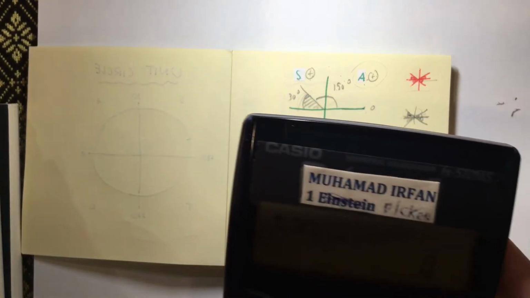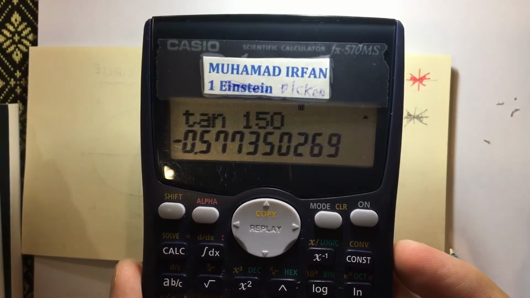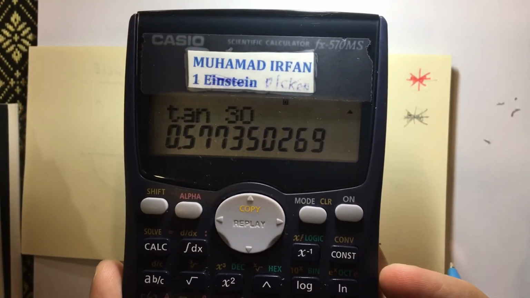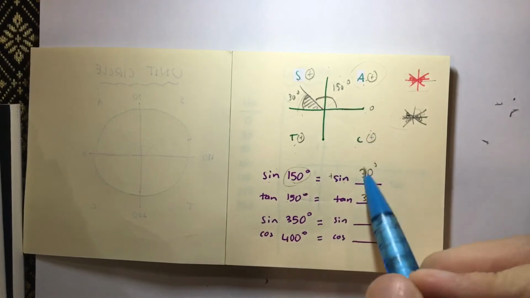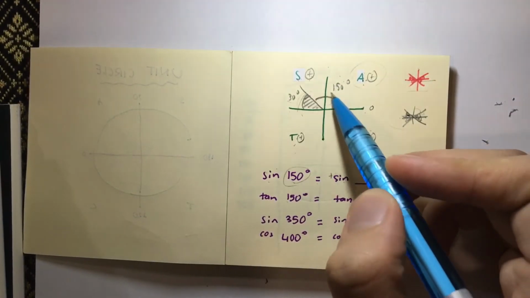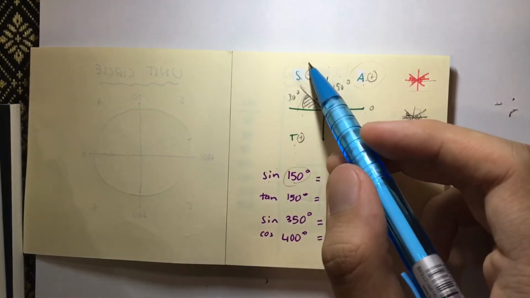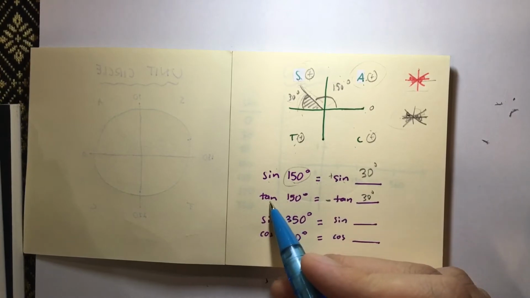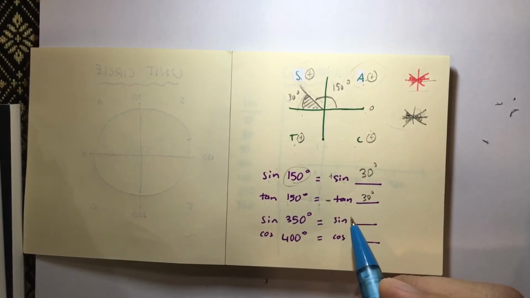Now, let's say we put this, and we test it out on the calculator. Tan 150 equals to negative 0.57. But tan 30 equals to 0.57. So they're not the same. So why is that? Because we forgot to add the negative. Here, this line is inside the sine house, and only the sine can be positive. So the tan must be negative. So then we put a negative in front. So the answer is tan 150 equals to negative tan 30.